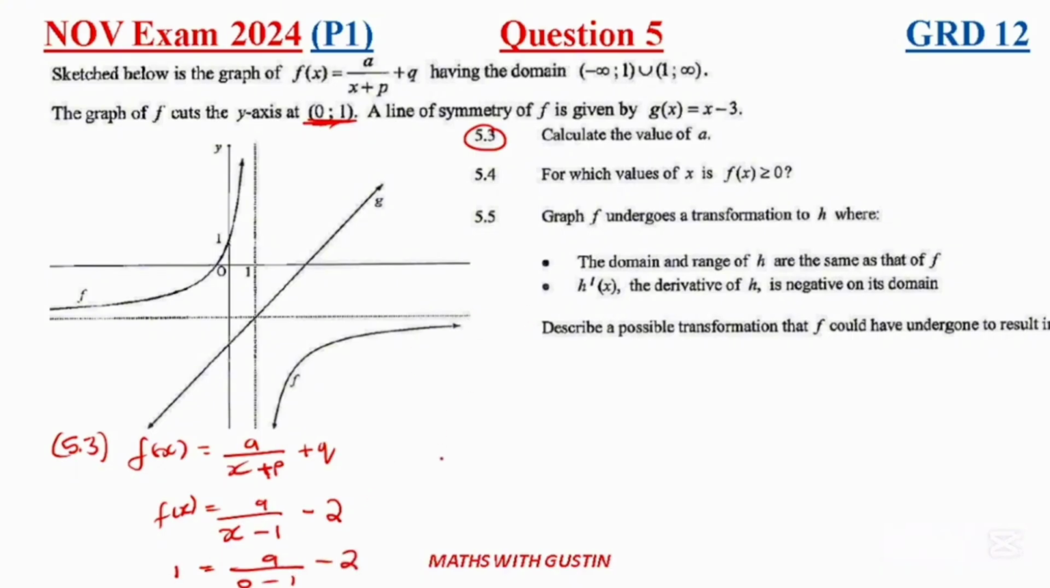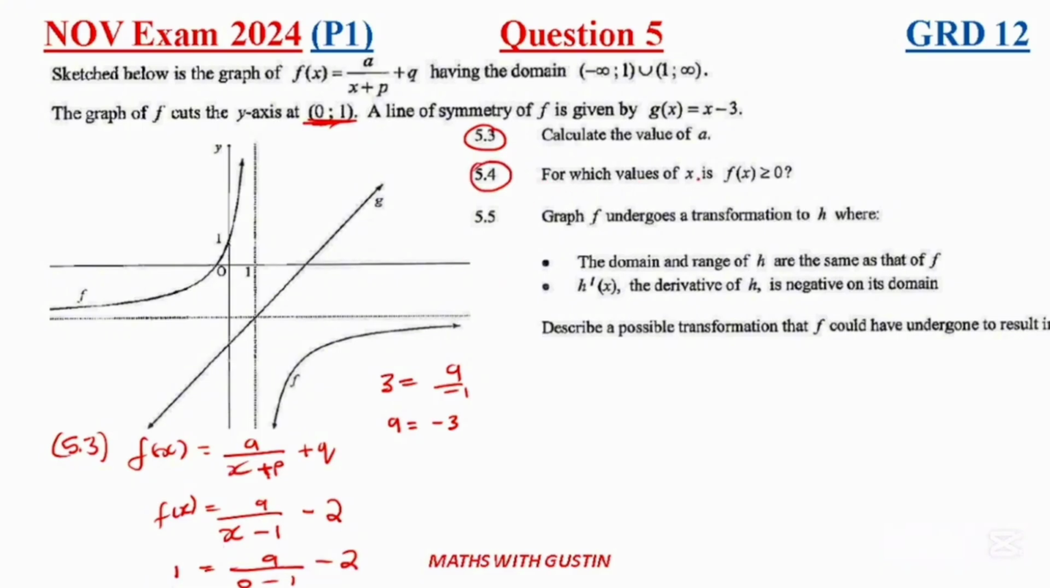Right, so now the only thing we need to do is to solve for y. All right, take 2 to the other side. When you take 2 to the other side, it is going to give us 3. It is equal to A all over minus 1. So if you cross multiply, A is going to be equal to minus 3. Okay, hope you guys can see.